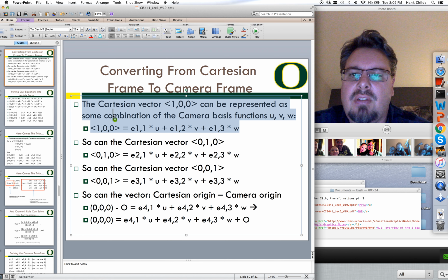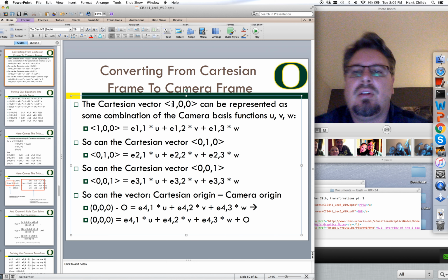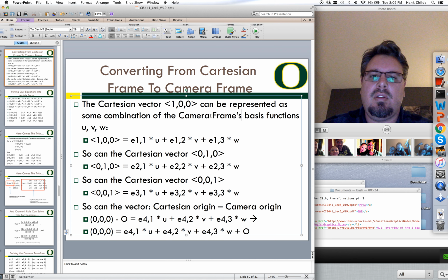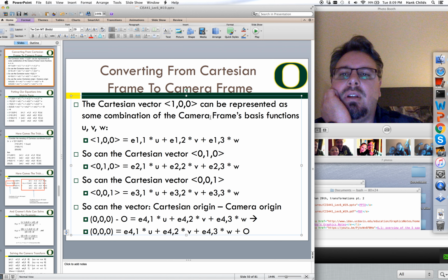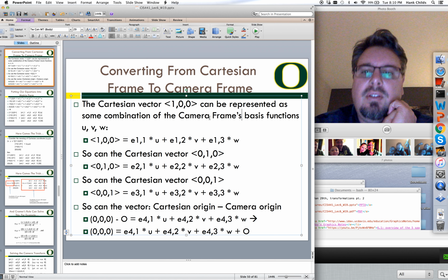So what this says is if you've got some Cartesian vector, and in this case the vector 1, 0, 0, the x, this is a basis vector for the Cartesian space, it can be represented as some combination of the basis functions of the camera frame, basis functions u, v, and w. And so this is a nothing statement.